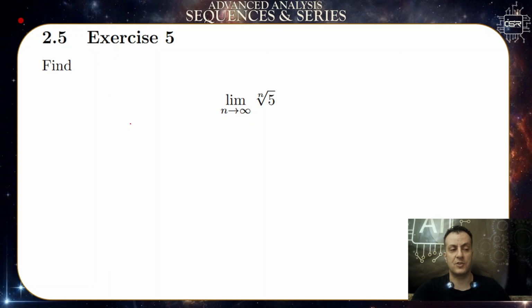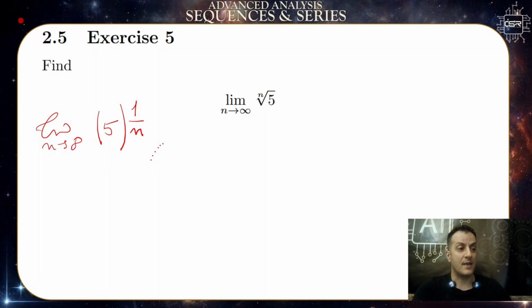Limit as n approaches infinity of the nth root of 5. Okay, so how to solve that? Let's rewrite it as the limit as n approaches infinity. The nth root of 5 can be written this way: 5 to the power of 1 over n.